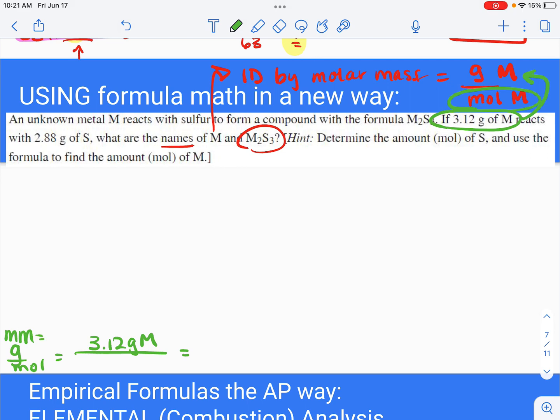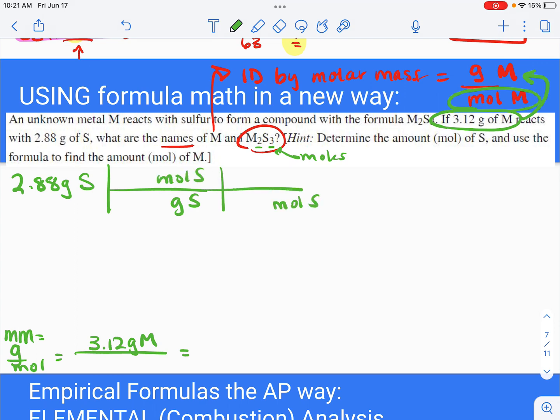Okay. So let's see what we know. We know that 2.88 grams of sulfur reacted with that 3.12 grams of M. And then we know the formula subscripts, which are moles. So I can use grams of sulfur and convert from grams of sulfur to moles of sulfur. And then I can go from moles of sulfur to moles of M using the formula that they gave me. Okay, so this grams to moles is from the periodic table. 1 mole is 32.07 grams. And then from the formula, for every 2 moles of M, I have 3 moles of S.